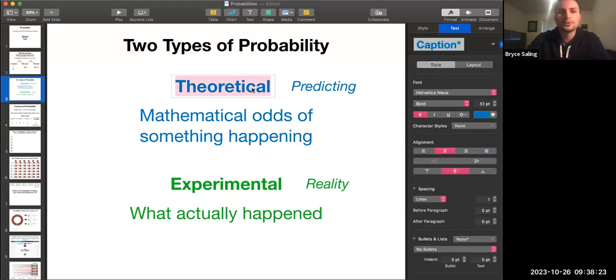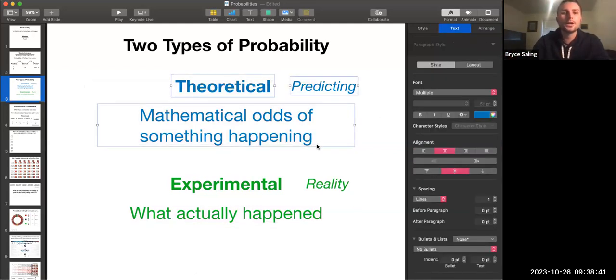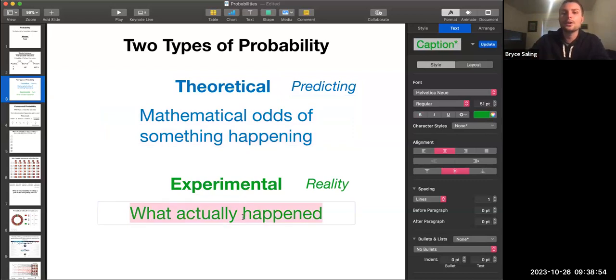That theoretical is just predicting using the mathematical odds of something happening, and then the experimental probability is what actually happened, and it's as simple as that. So in this unit, most of the time what we're going to be doing is trying to predict theoretical probabilities. That doesn't mean that's exactly what will happen, but it's giving you what the mathematical odds are. Most of the time it does not actually go as that is.